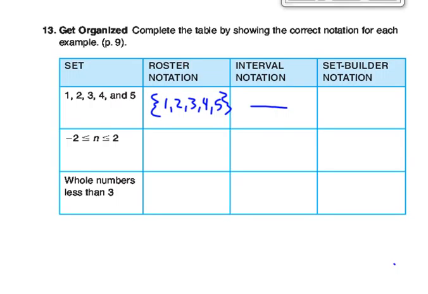Set builder notation. Again, set builder notation has these certain things. It has X such that, and I'm talking about the numbers between 1 and 5. And I'm including 1 and I'm including 5. And I'm marking it so that X belongs to just the natural numbers. There's no decimal number.